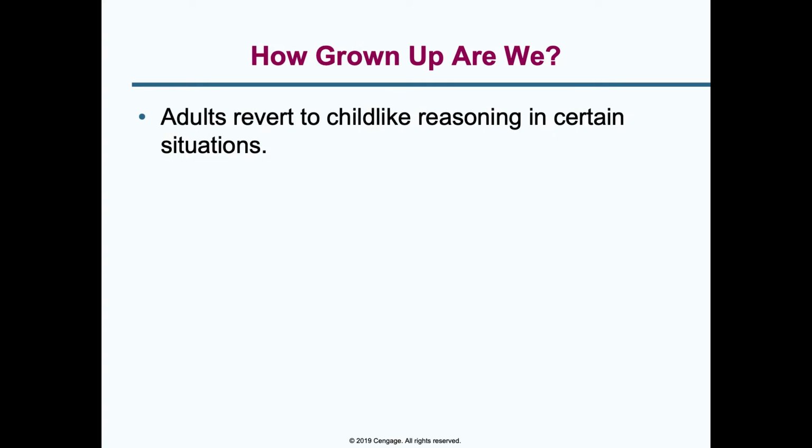Okay, the last piece of this module talks about how grown up are we. As we look at developmental changes in growth through all these stages of childhood, they talk about how at times we go back to egocentric thinking, where as an adult we think, okay, I'm the only one that really knows this, others don't really know it. And that's reverting a little bit back to our childlike reasoning.